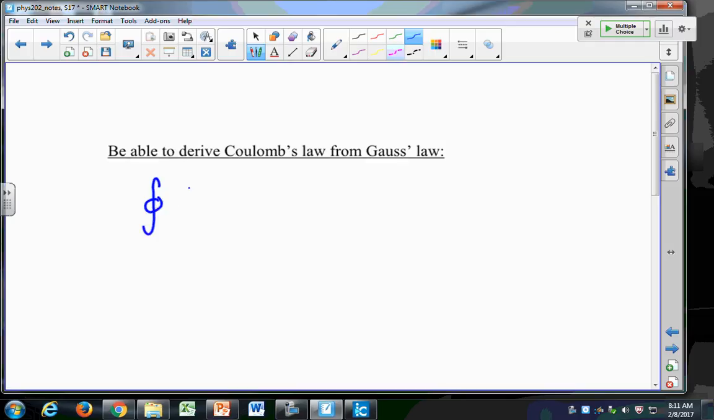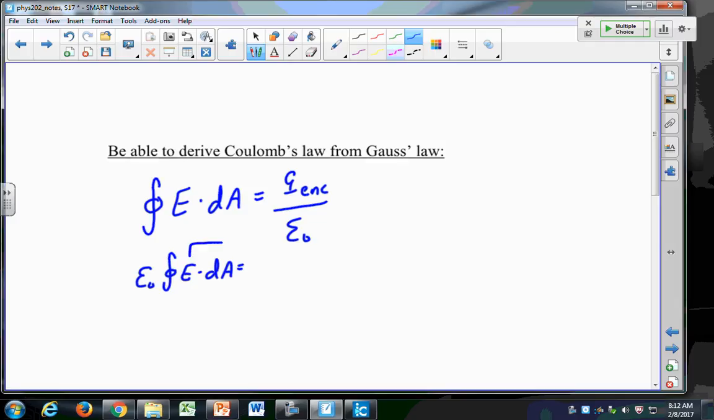So I start with the idea that the integral of E dot dA, that's my flux, is equal to Q enclosed divided by epsilon naught. This is on your equation sheet. This is our definition of flux paired with Gauss's law. I can multiply both sides by epsilon naught. I can assume that the two vectors are parallel, that is, the electric field is going into that face in a perpendicular way. So I can just get rid of that dot product. And so this will be epsilon naught times the integral of E dA, and that's equal to Q enclosed.